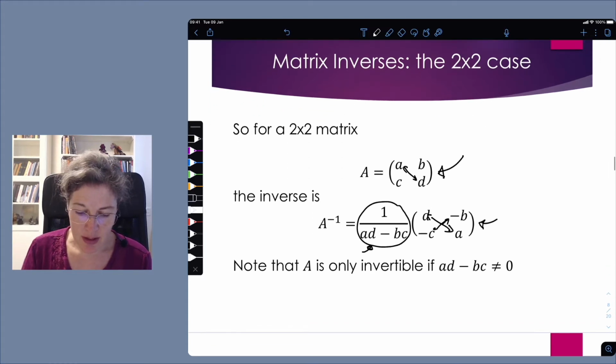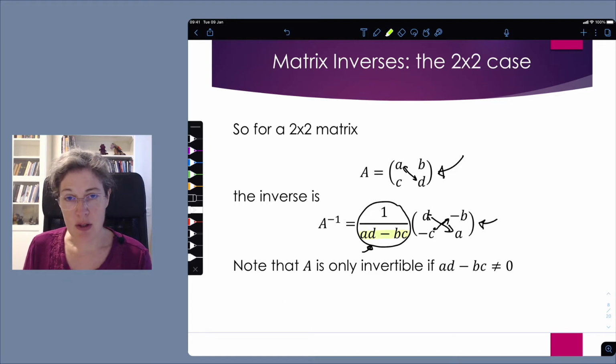Now the important thing to notice about this scalar over here is this term over here, because you will only be able to find an inverse if AD minus BC is not equal to 0, because otherwise you'd have 1 over 0 and you'd be multiplying by something we don't know what that is. So this is a kind of a crucial thing.